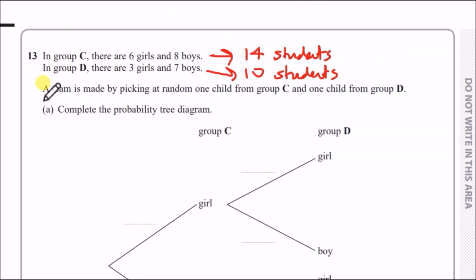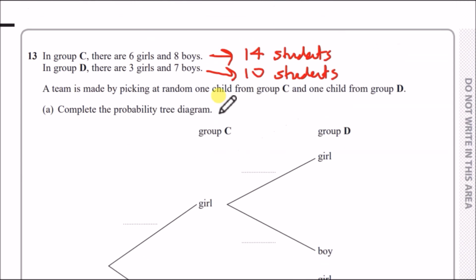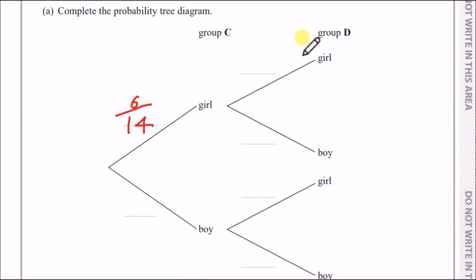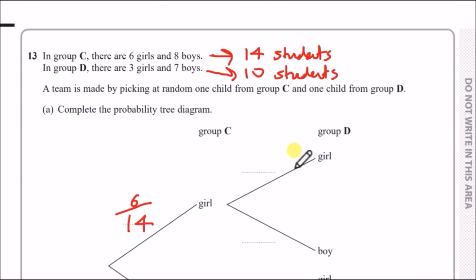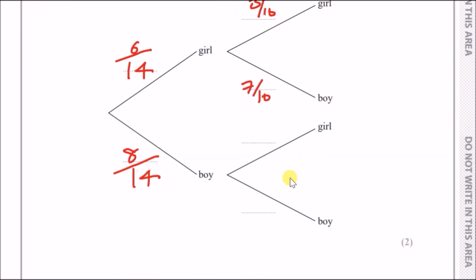Now, next part is, it says a team is made by picking at random one child from group C and one child from group D. Alright, cool. Complete the probability tree diagram. Okay, so we look over here. We say the probability picking a girl and a boy from group C. Well, we know that we've got 6 girls out of 14, so you just write 6 out of 14. And we know we've got 8 boys here, so 8 out of 14. Cool. And then on the next group, we have group D. Girl-wise, we have 3 out of 10. Boys, 7 out of 10. And this is just the same tree. So 3 out of 10, 7 out of 10.